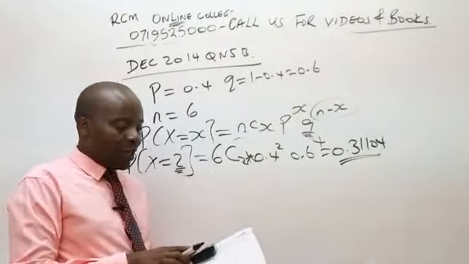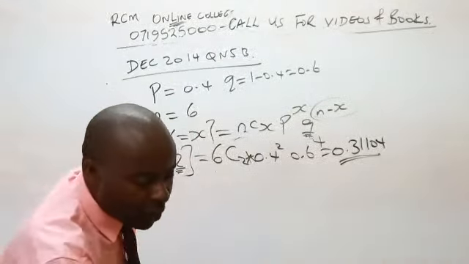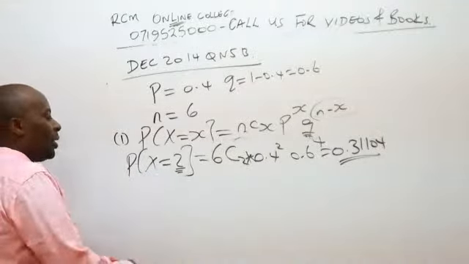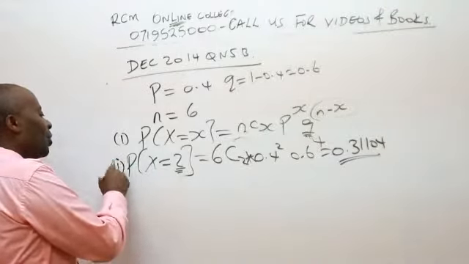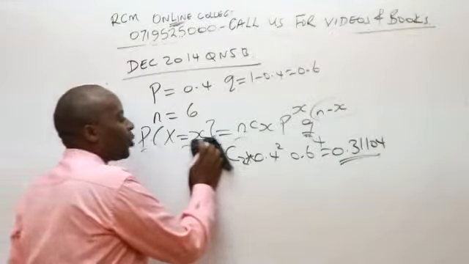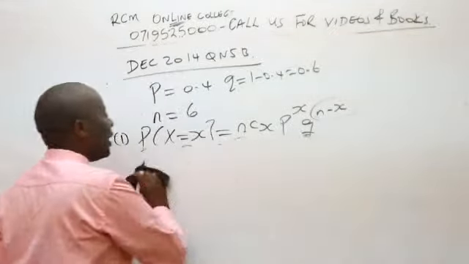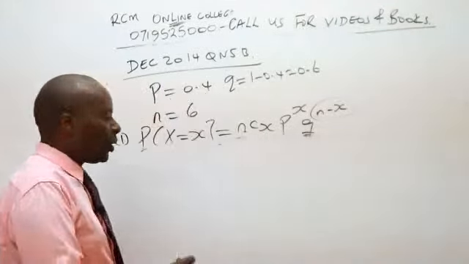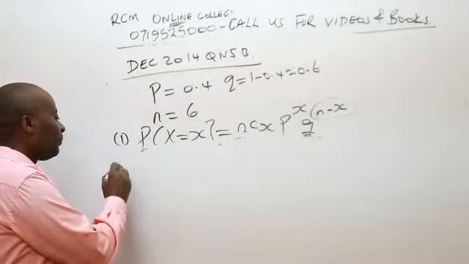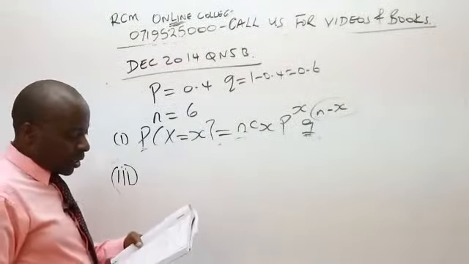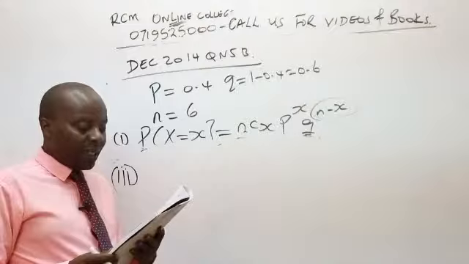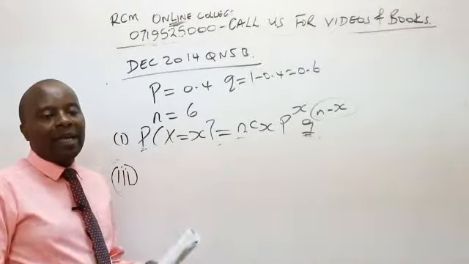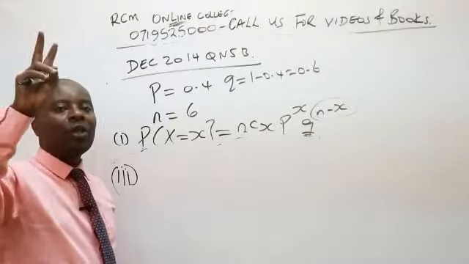So Roman 2, we are done with it. Now we go to Roman 3. So under Roman 3, what do we have? What we have under Roman 3 is quite interesting. They want us to give them the probability that at most 2 households were affected by the pandemic. At most 2, so 2 is the highest.